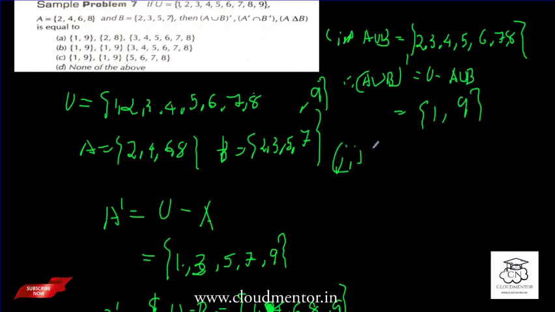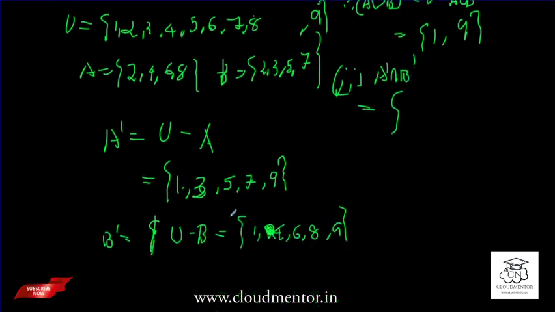The second one is to find A complement intersection B complement. Here we have found A complement and B complement, so A complement intersection B complement will be equal to what is common there, 1 and 9, right?